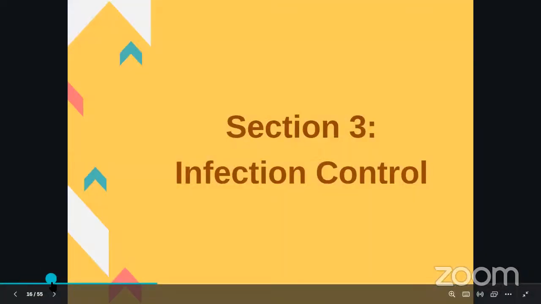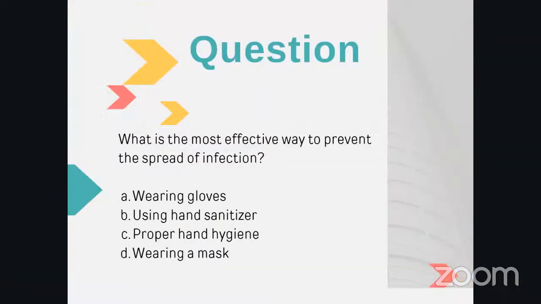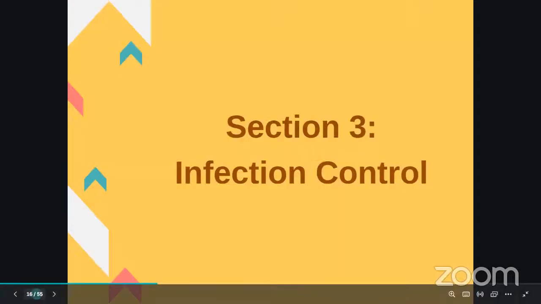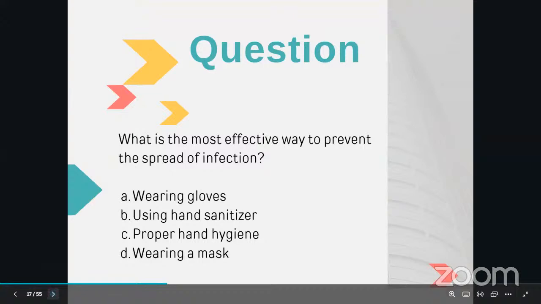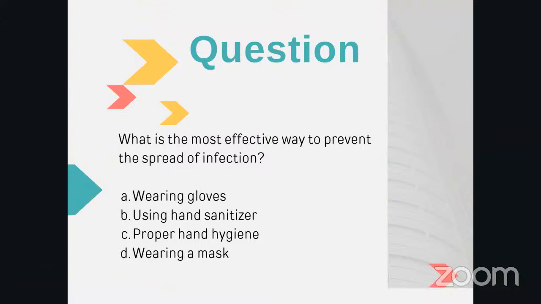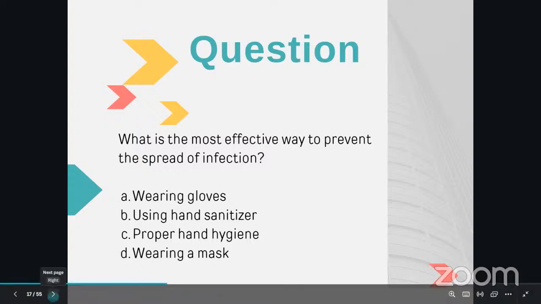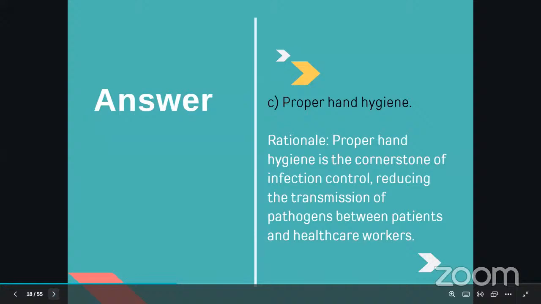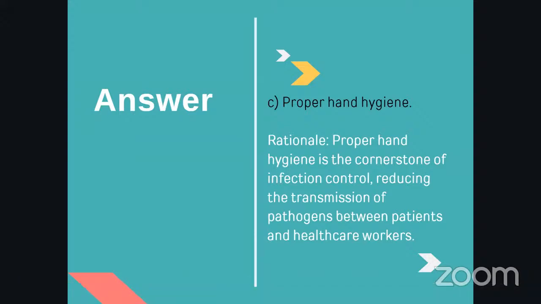Let's switch over to infection control. Here we go. What is the most effective way to prevent the spread of infection? What is the most effective way to prevent the spread of infection? Wearing gloves, using sanitizer, proper hand hygiene, or wearing a mask? Let's check our answer. It is proper hand hygiene. Washing your hands helps prevent the transmission of pathogens.